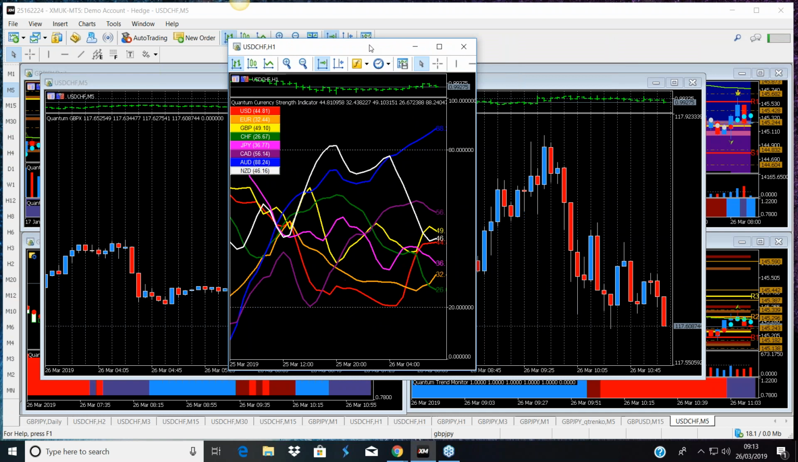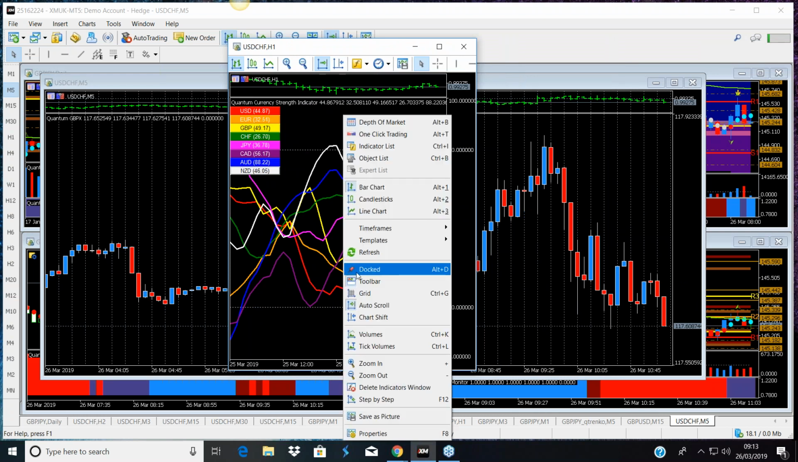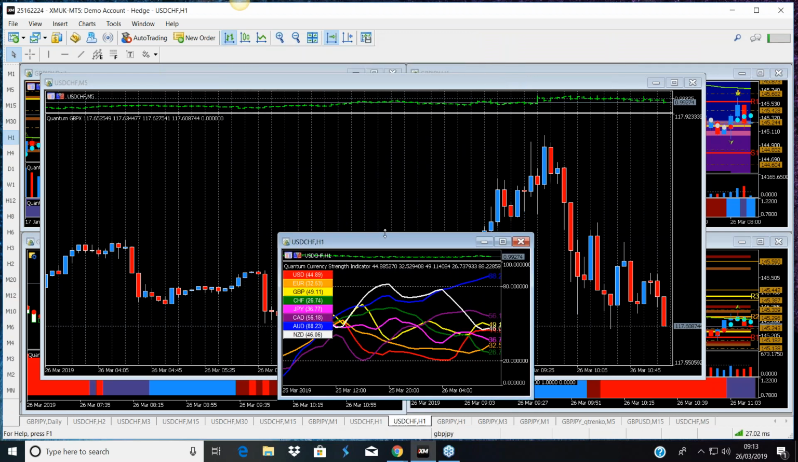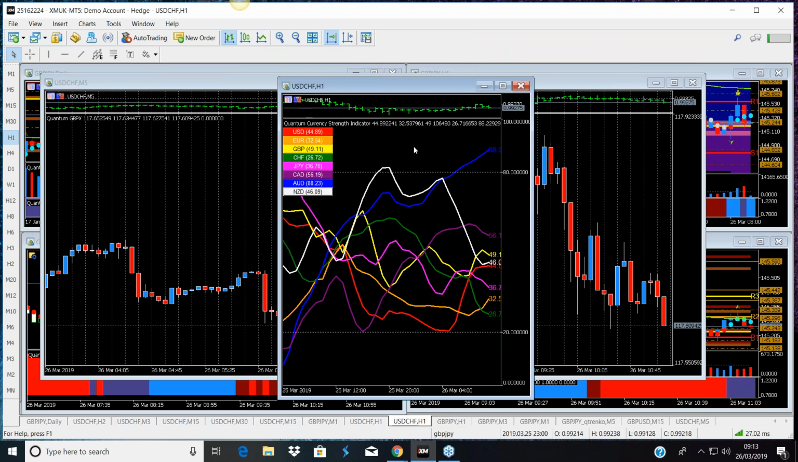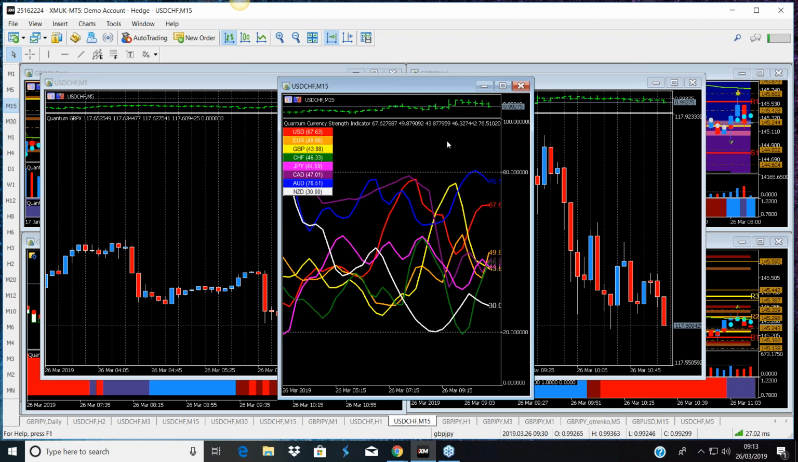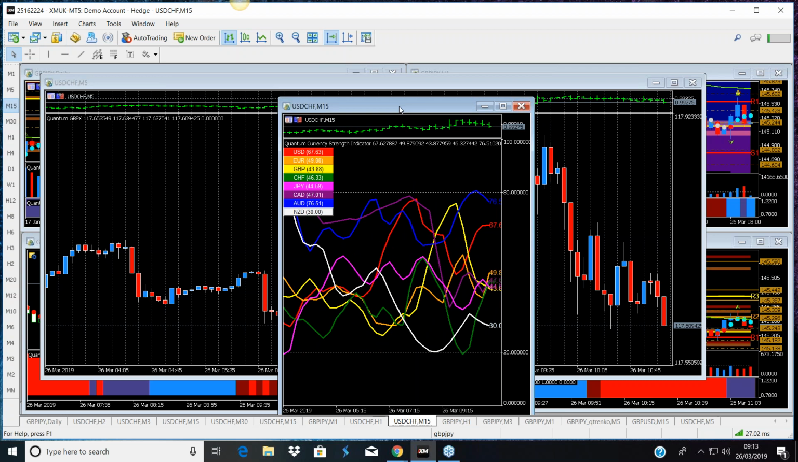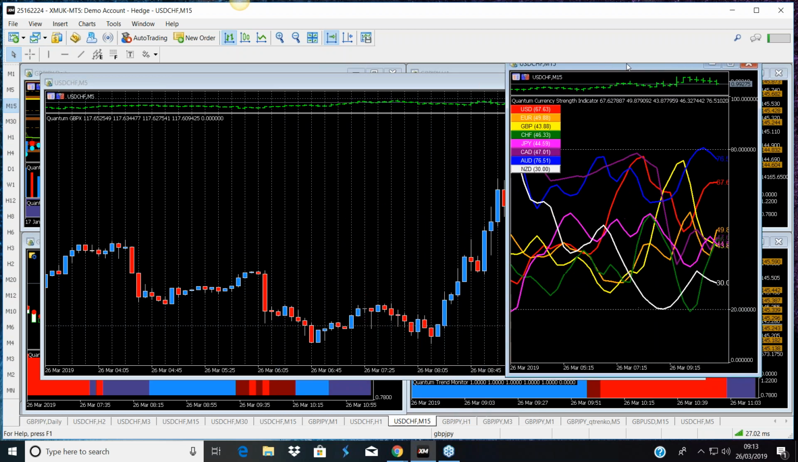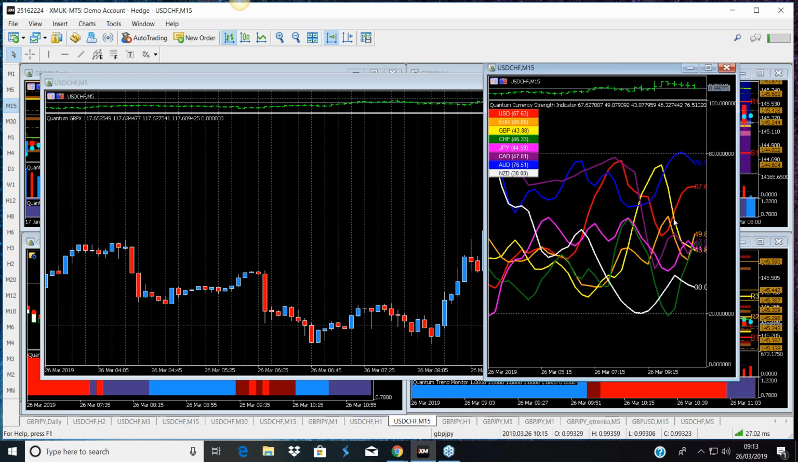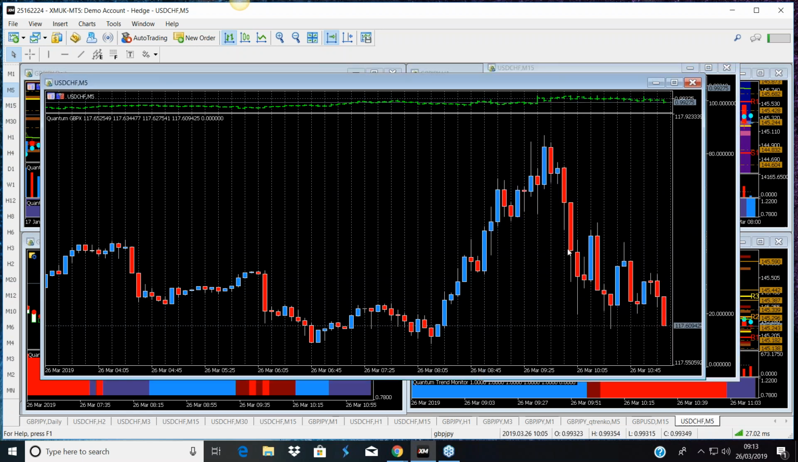If I just move over the CSI as well, this docking facility that you have on MT5 means you can actually move the charts out of the profile onto another screen, which does make life an awful lot easier. You can't do it on MT4, but you can do it on MT5. So that's the CSI on 5 minutes. We can actually see the pound being sold off, and that is reflected in the pound index.